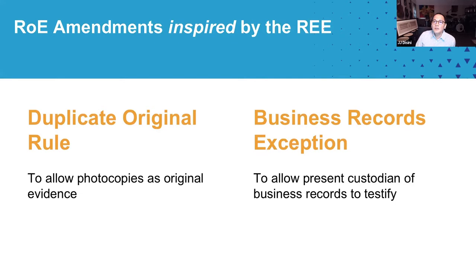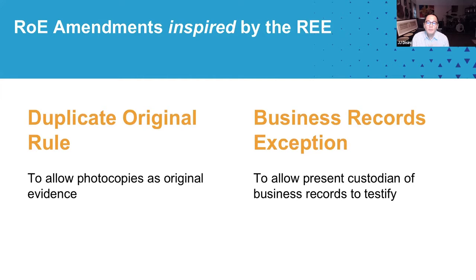Well, number one, the first exception is if there is a genuine issue as to the authenticity of the original, then the original must be produced, because you're questioning whether the original is in fact authentic. The second is if it would be unfair not to produce the original. And so there's some leeway on the part of the trial court judge to make a determination whether it is unfair not to present the original. Okay, that's the duplicate original rule.